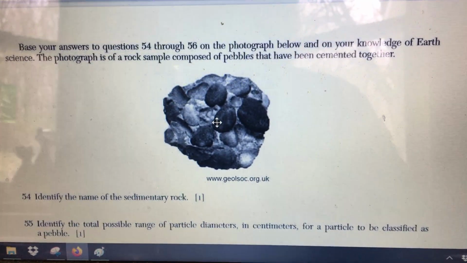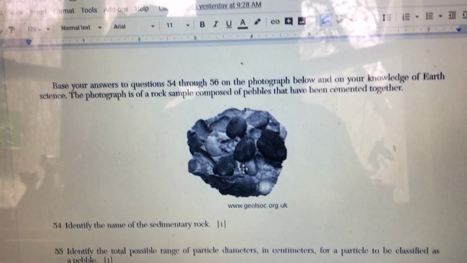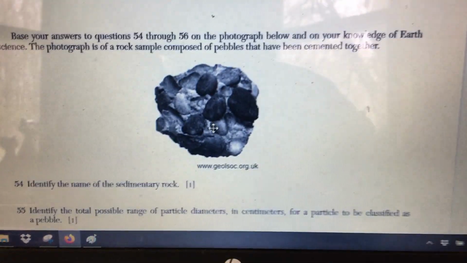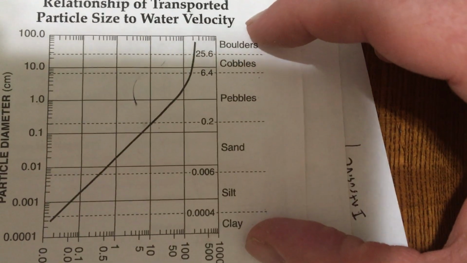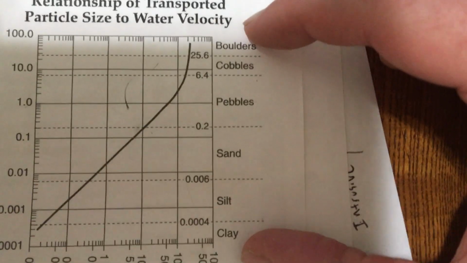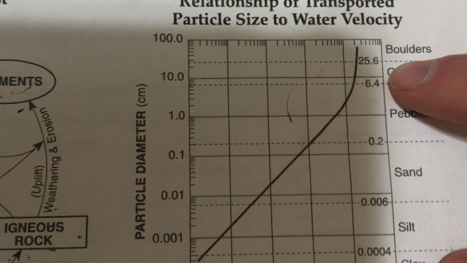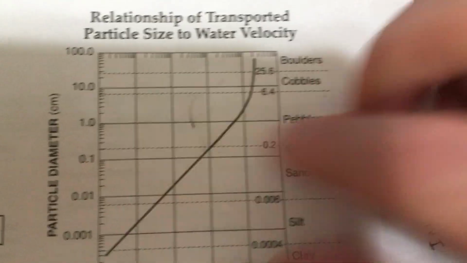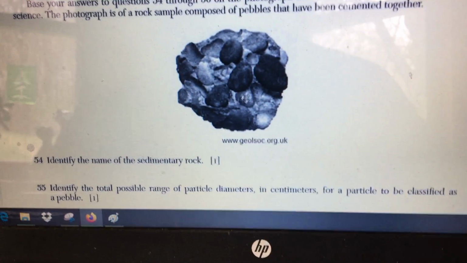Identify the total possible range in diameter in centimeters for a particle to be classified as a pebble. So this one's maybe slightly mean. I wouldn't do this on the test that I'm making right now for you. But I did it on here to be a reminder that we remember these are our official particle sizes. So if it's going to be a pebble, it can be anywhere from here to here, from 0.2 to 6.4. Those are all in centimeters. So anywhere in that range, and you're okay as a pebble.